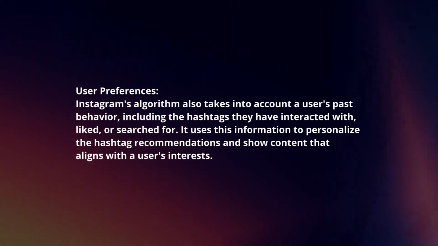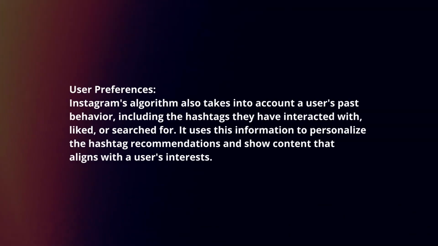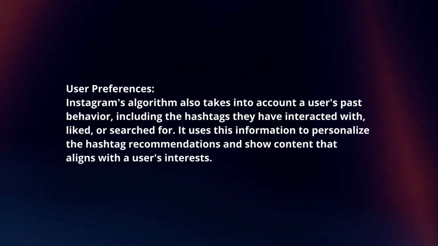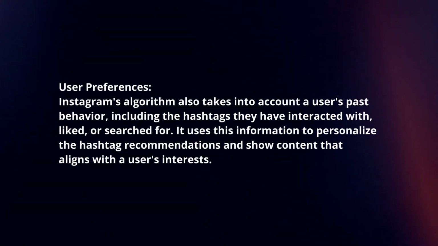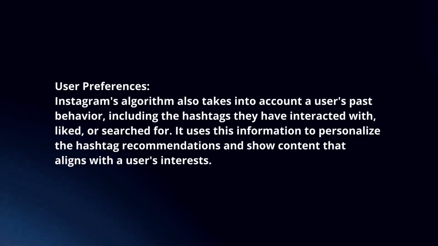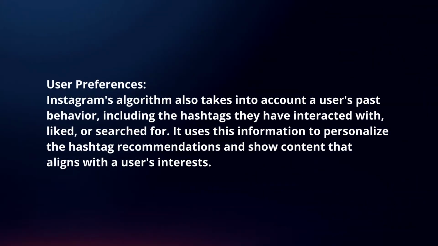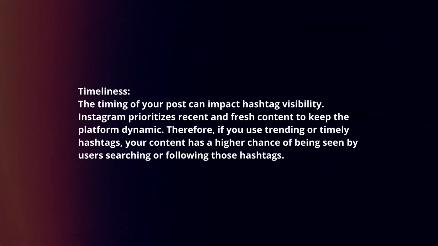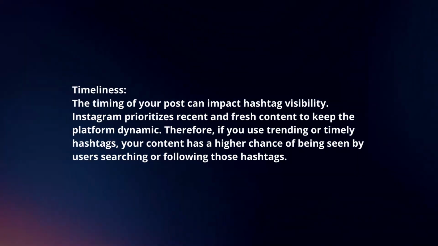User preferences. Instagram's algorithm also takes into account a user's past behavior, including the hashtags they have interacted with, liked, or searched for. It uses this information to personalize the hashtag recommendations and show content that aligns with a user's interests. Timeliness. The timing of your post can impact hashtag visibility.